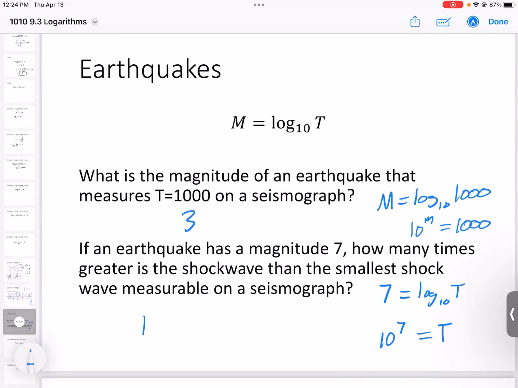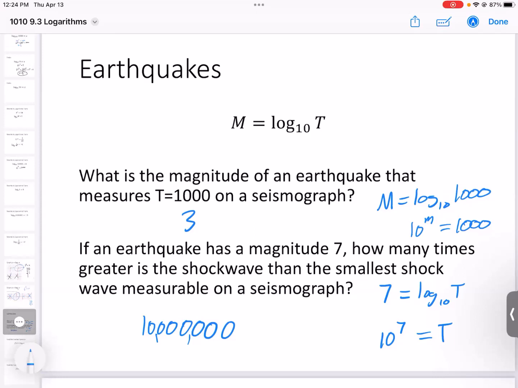I think it's 10 million, whatever 10 to the 7th is. The 7 zeros. Yeah, that'd be 10 million. Perfect. Yep. So that's one practical application of where logarithms are used in real life.